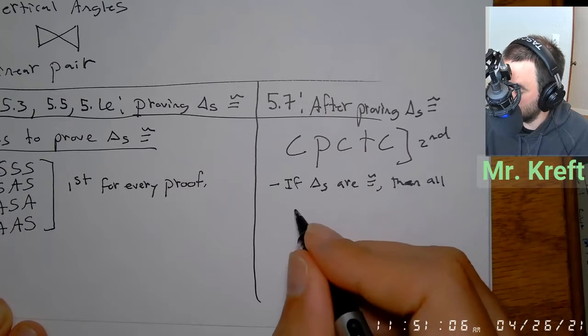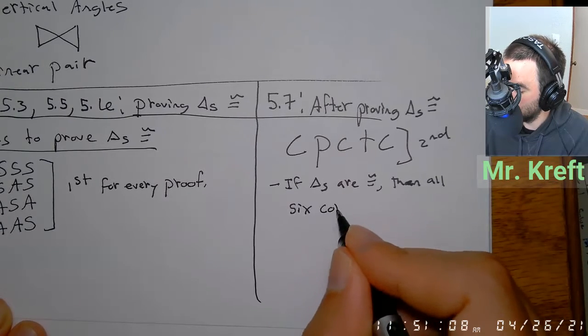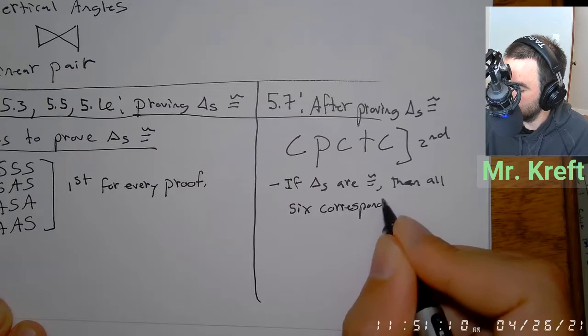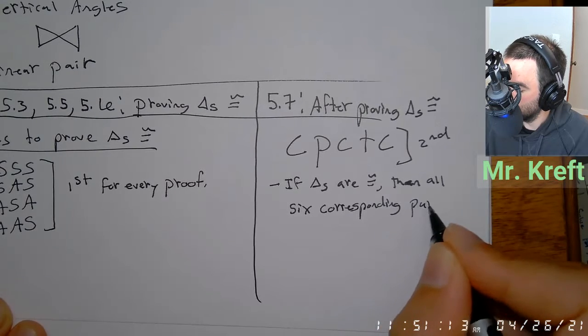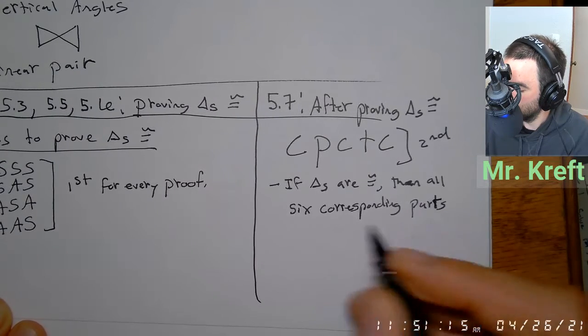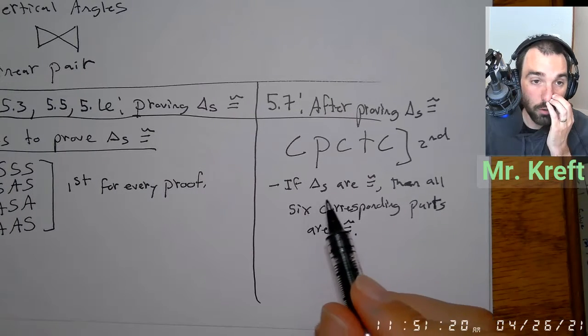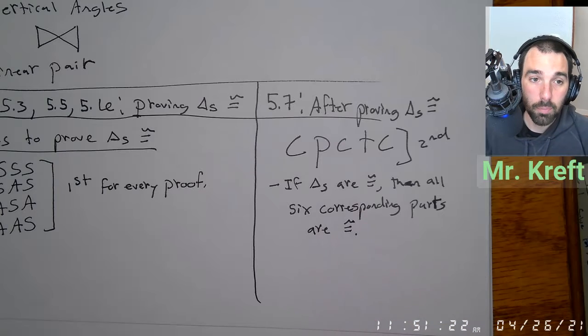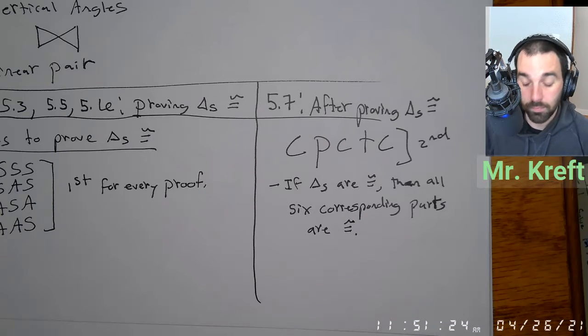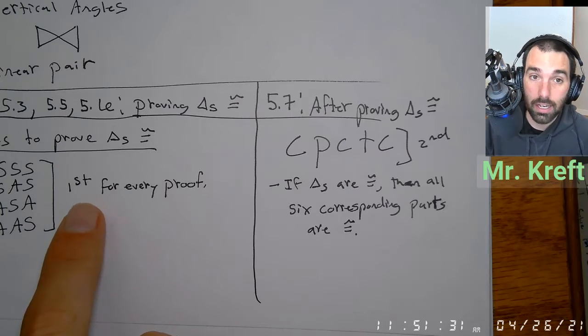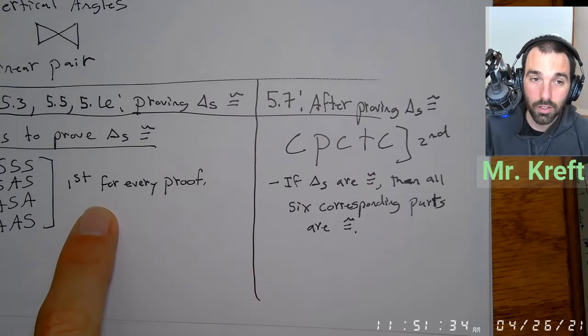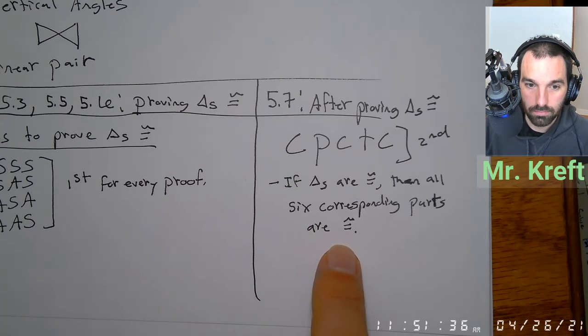then all 6 corresponding parts are congruent. Okay, so if triangles are congruent, then all 6 corresponding parts are congruent, right? So remember we did proofs where it was like, hey, prove this angle and this angle are congruent. Well, the very first thing you would do is say, okay, the triangles are congruent, so these have to be congruent, right? So that's the way that we approach things.